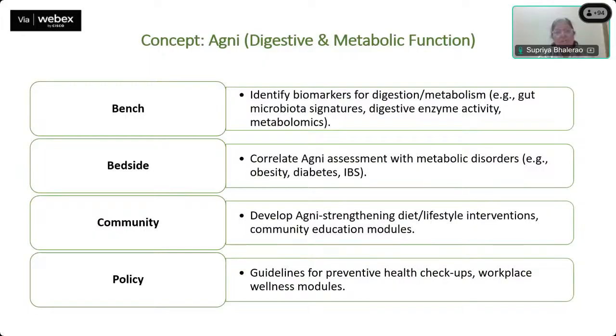We have heard about gut microbiota. Can we have some signatures like gut microbiota? In Mandagni, this is gut microbiota. In Vishamagni, these are microbial patterns. Then digestive enzyme activity that we can measure, like in Mandagni, what happens, in Vishamagni, in Tikshnagni. If we want to go further, we can do metabolomics.